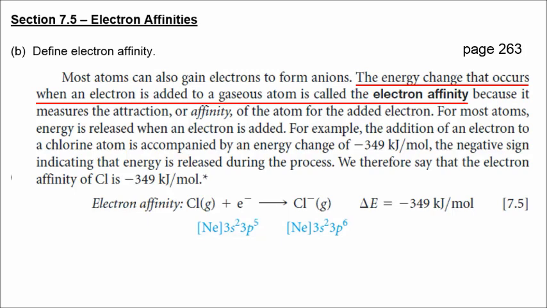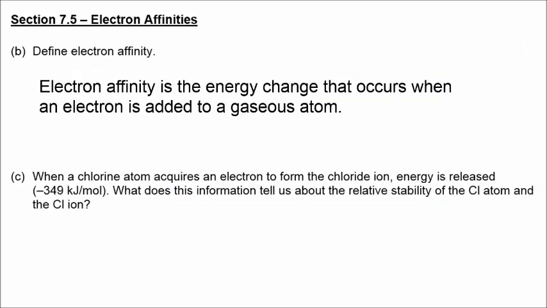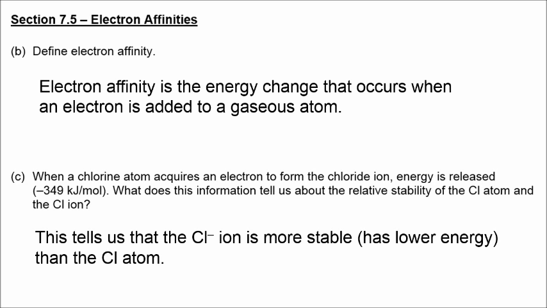So here we can see chlorine is gaining an electron to become the chloride ion. Oh, and look at that. It's not an endothermic process. For chlorine, it actually happens to be an exothermic process. Electron affinity is defined when a chlorine atom acquires an electron, energy is released. What does this information tell us about the relative stability of the chlorine atom and the chlorine ion? Well, if you're releasing energy, that must mean that the product, in this case the chloride ion, is more stable and has lower energy than the chlorine atom.